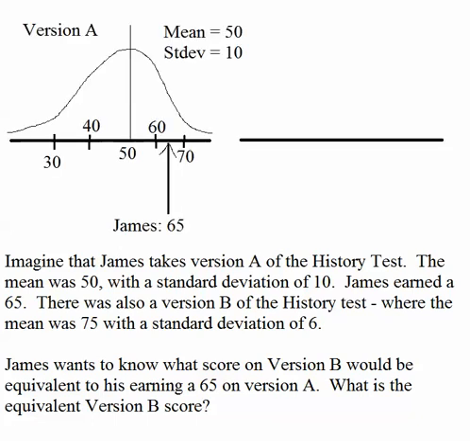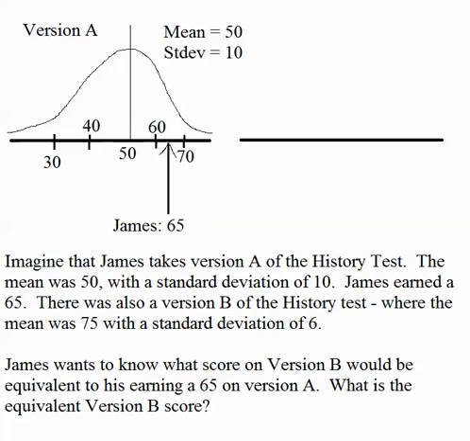Okay, so then we have this distribution, a mean of 50. Standard deviation is 10, so one standard deviation above the mean would be 60. Next standard deviation above would be 70, and James is a 65. Can you see that James is 1.5 standard deviations above the mean?